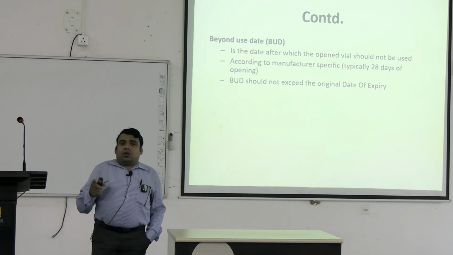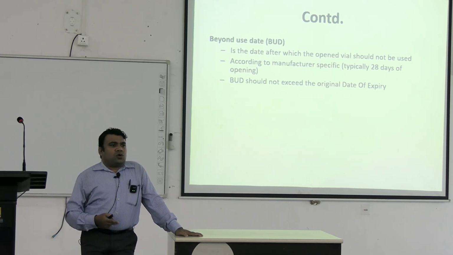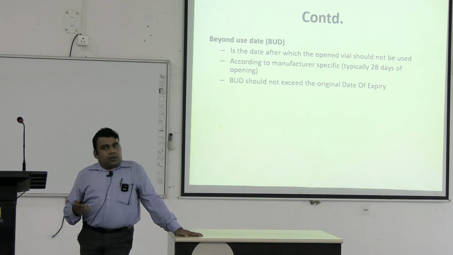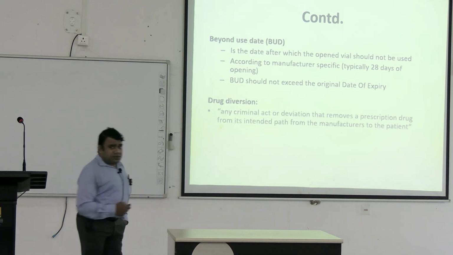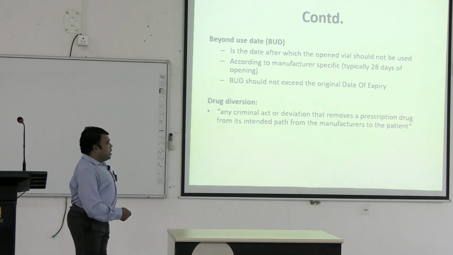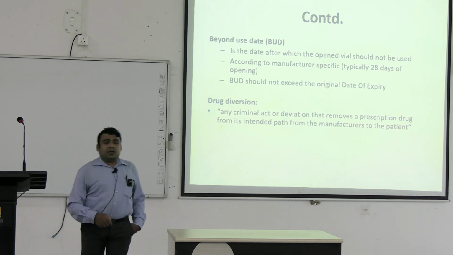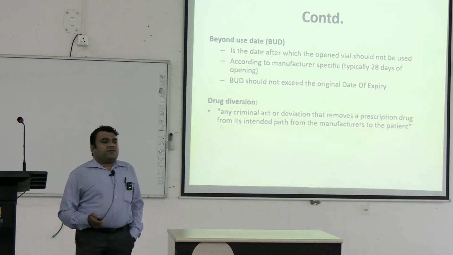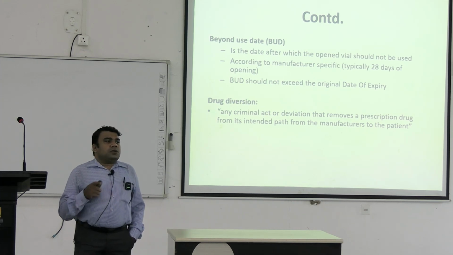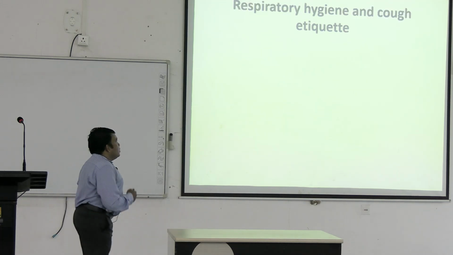Otherwise, what happens is that whenever, say in a vial, multiple doses are taken out, the chances of the drug itself getting contaminated get higher and higher. Another important part is drug diversion. What is drug diversion? Any criminal act or deviation that removes a prescription drug from its intended path from manufacturer to the patient. Basically, drug trafficking. So you should also be aware of any kind of illegal activity that might be going on in the hospital settings. Okay, I'm not going to go more into pharmacology.